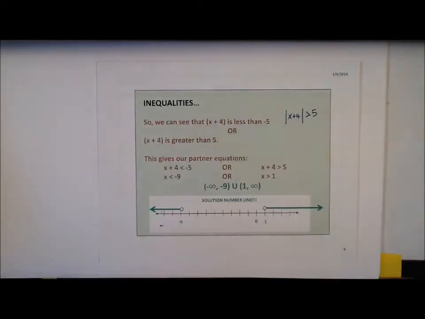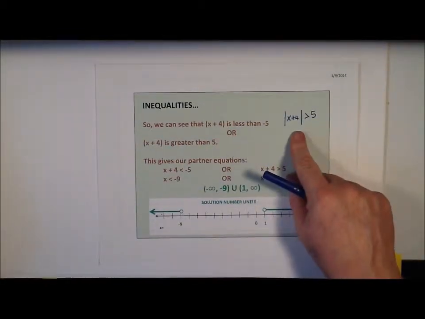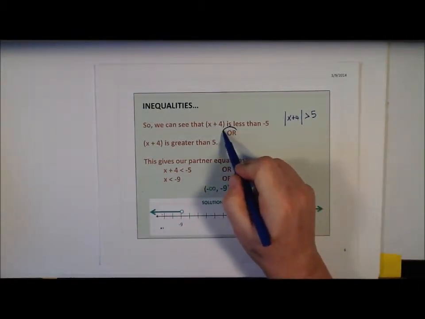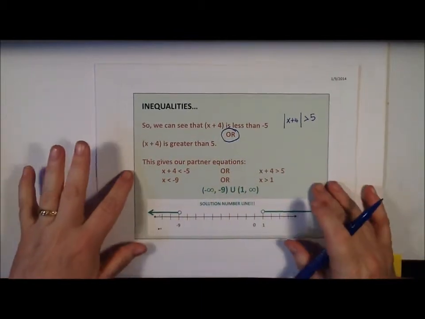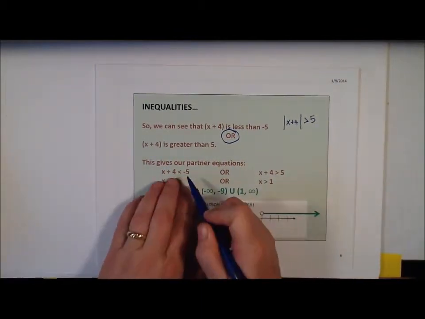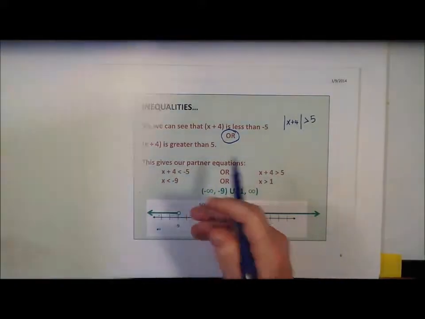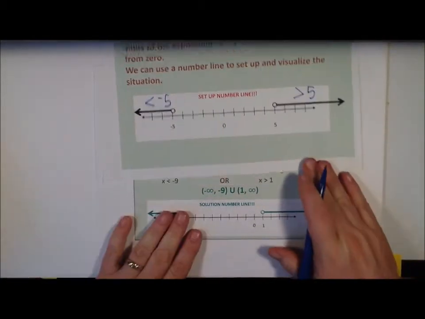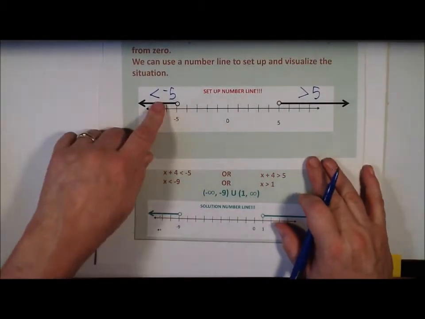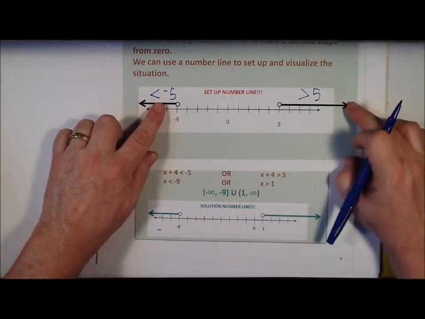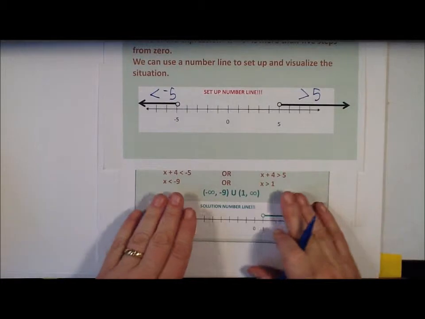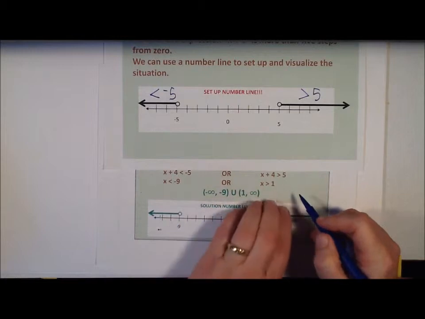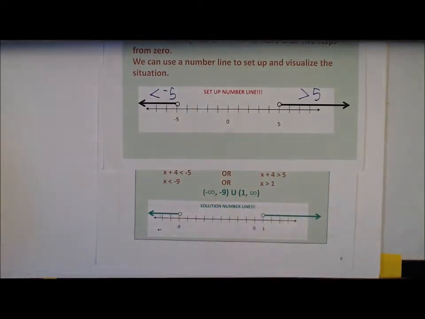So let's take a look at this. Here's our original inequality. And when it's greater than, it's greater than. And here's our partner equations where x was less than 5. That was our setup, right? So x plus 4 is less than negative 5, or x plus 4 is greater than positive 5. If you solve this algebraically, you'll end up with x is less than negative 9, or x is greater than 1.